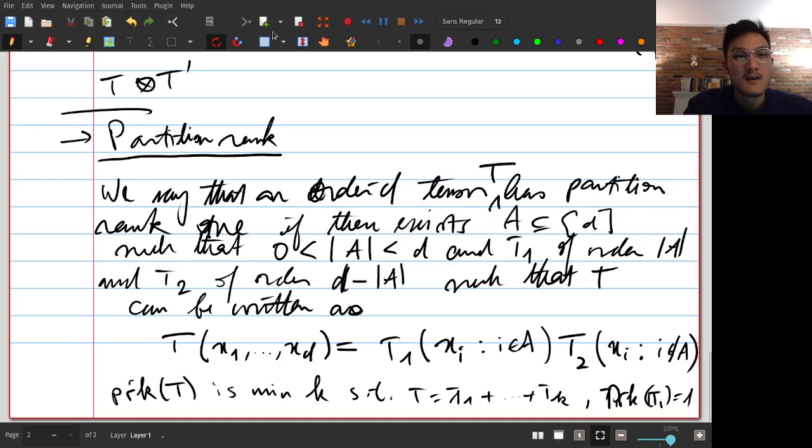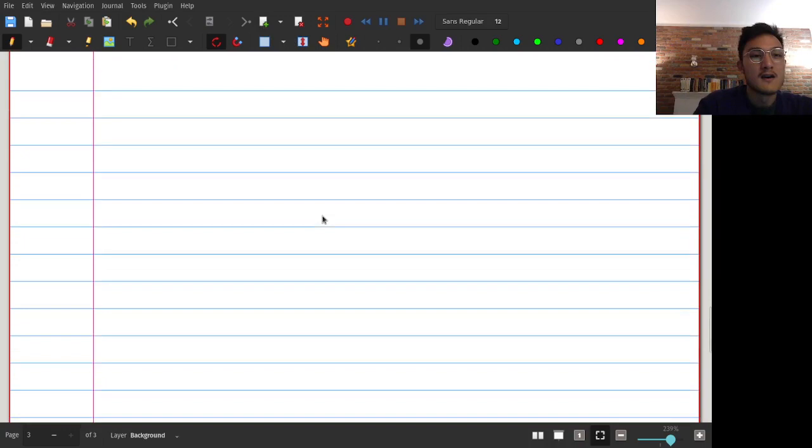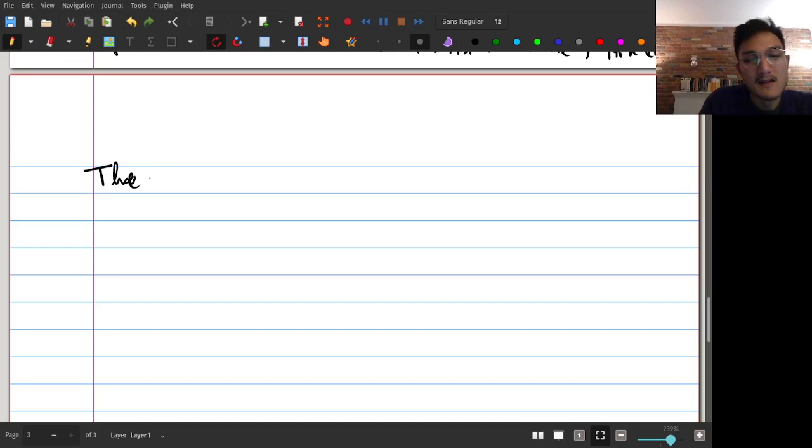So it looks kind of the same always. Okay, and so let's talk about that. The case D equals 3. Let's really talk about the motivation for partition rank.